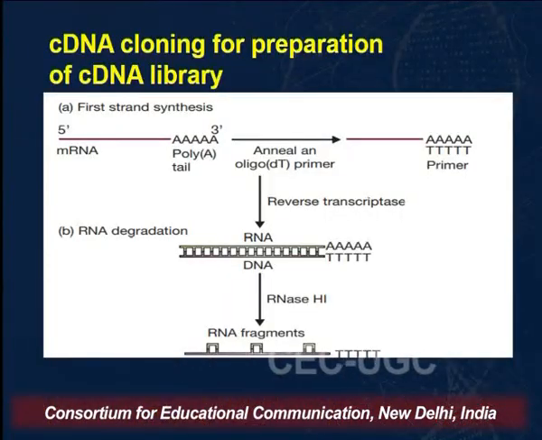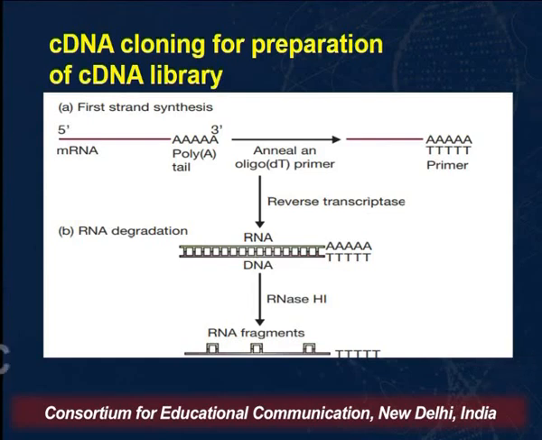So, looking at cDNA cloning, the complementary DNA cloning for the preparation of a cDNA library, the first strand synthesis is shown here. If you have an mRNA, you know there is a poly A tail. For the construction of the cDNA, you use primer sequences which contain, for example, a long chain of T, which will form hydrogen bonds with the poly A tail, and you use the reverse transcriptase enzyme that will synthesize the complementary strand of the mRNA. So, this is basically the first strand synthesis that is required.